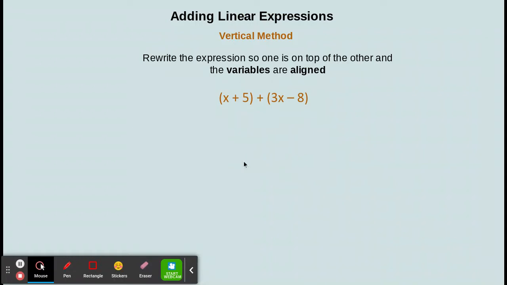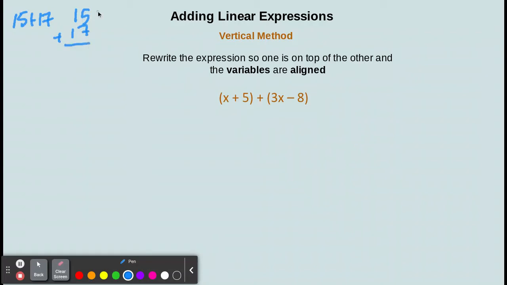So going over the vertical method, we are going to rewrite the expression so that one is on top of the other. Just like if you were to have 15 plus 17, you could rewrite that to be 15 over 17, right? This is the vertical method. So we're going to do the same thing here with our two expressions. I'm going to put the one expression on top of the other, aligning the variables so they are in the same column and the constants are in the same column. And we are going to add it. And just as we do over here, we're going to add each column.